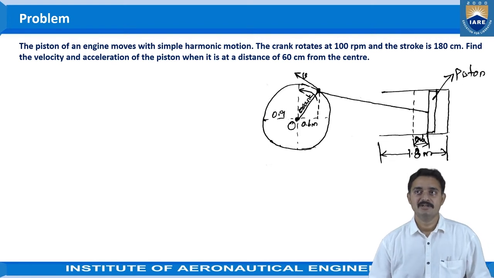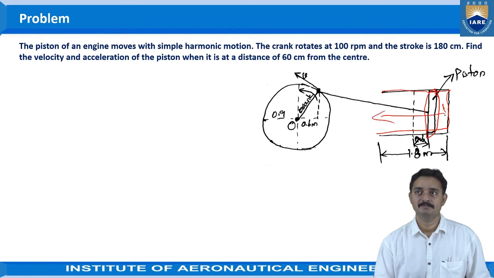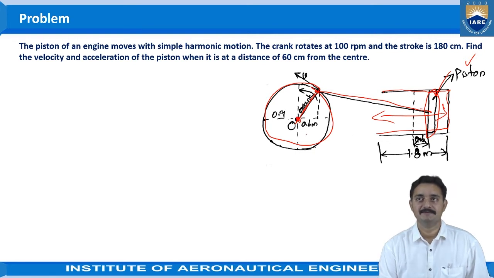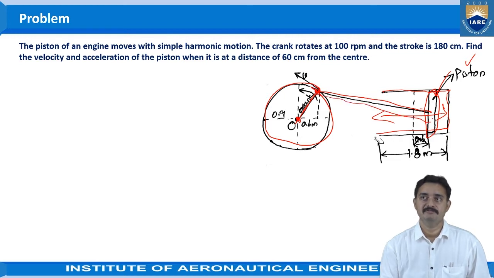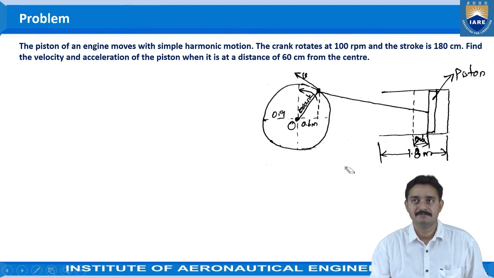If we draw a figure according to the given data, we can obtain this. This is the cylinder in which this piston is moving to and fro. And this piston is being connected to the crank here as shown, and this crank rotates 360 degrees with respect to point O here. And this crank pin is being connected to the piston, which makes the translatory motion possible for the piston.